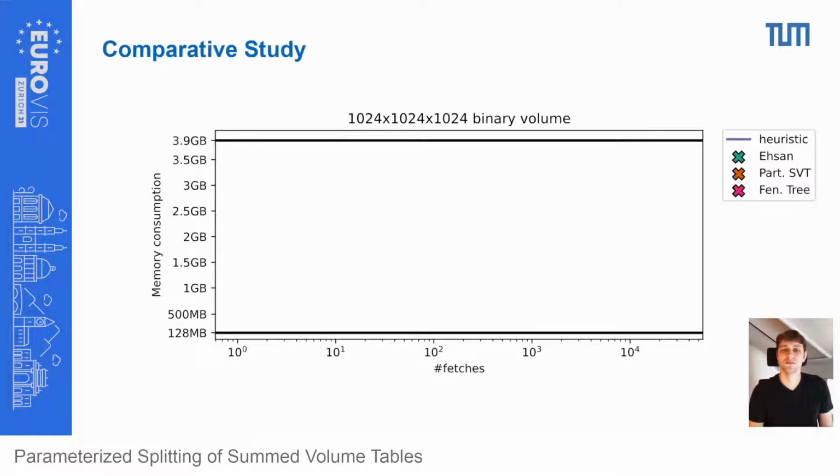Now, we compare our approach to related work mentioned in the beginning of the talk. We assume a 1k to the cube binary dataset. In the graph, the lower black horizontal line indicates the dataset size, and the upper line indicates the size of the classical sum volume table. The memory performance trade-off curve that is obtained by sampling the heuristic is shown in blue. The results of the reference methods are indicated by colored crosses. As all crosses are located to the top right of the curve, we can conclude that our method outperforms all of them regarding both memory consumption and number of fetches.